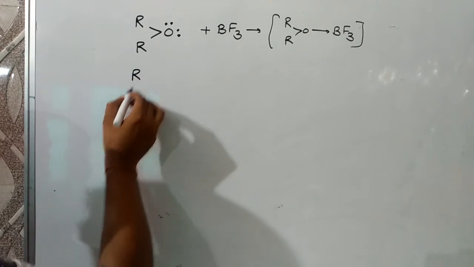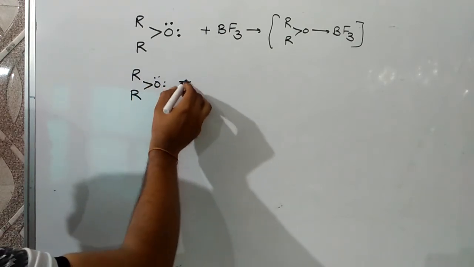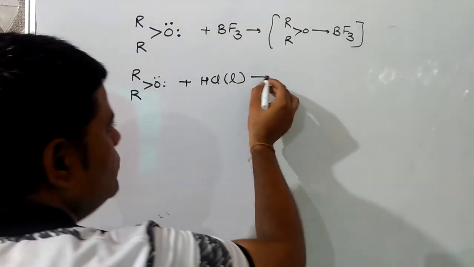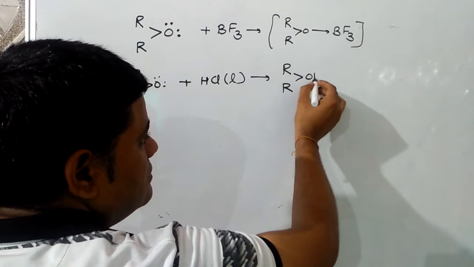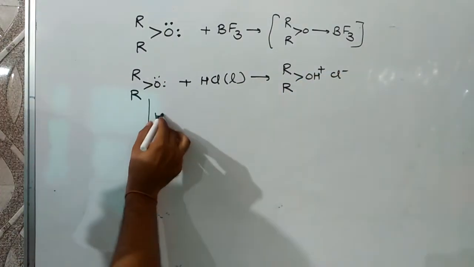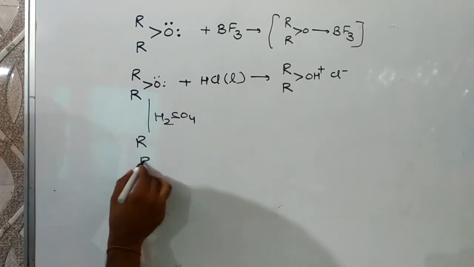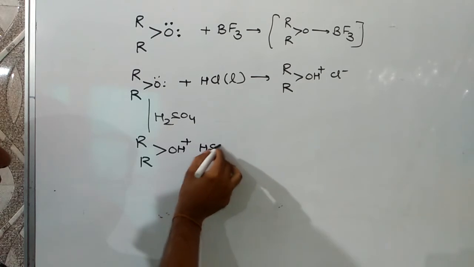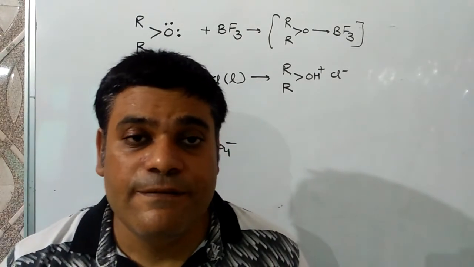Next will be reaction with concentrated acids like HCl or H2SO4. Ethers can react with concentrated HCl or H2SO4 to produce oxonium salt, OH positive, Cl negative. Similarly with concentrated H2SO4, OH positive and HSO4 negative. These all are the basic properties of ether.